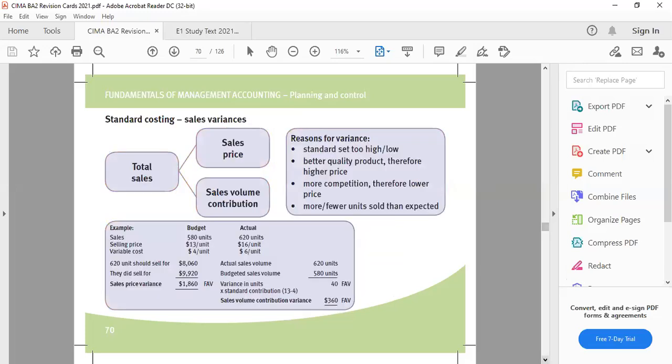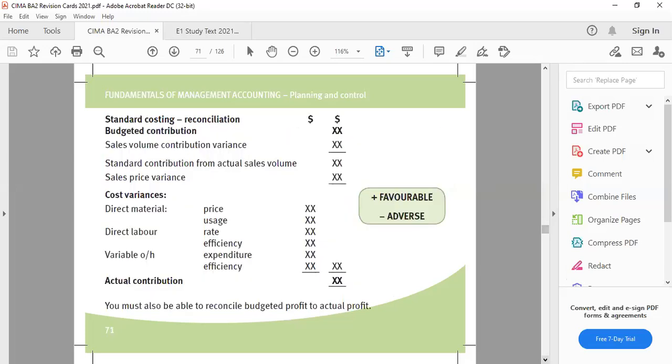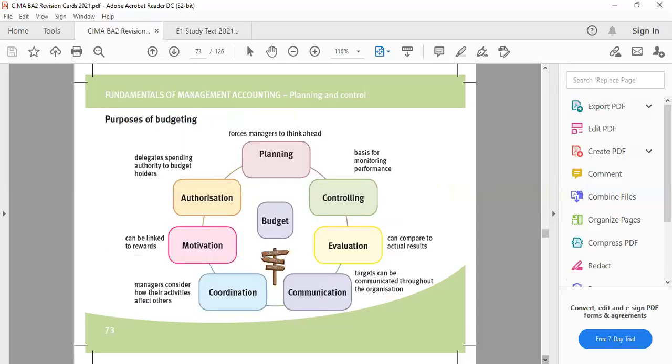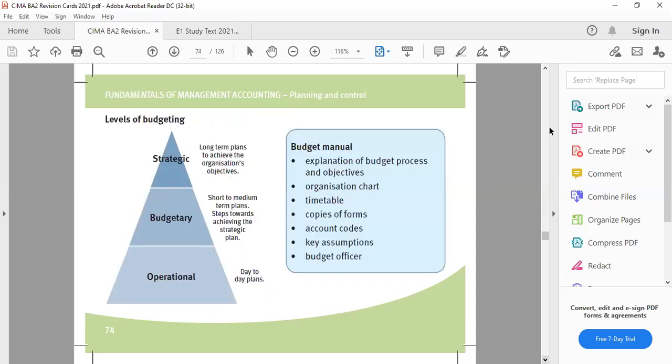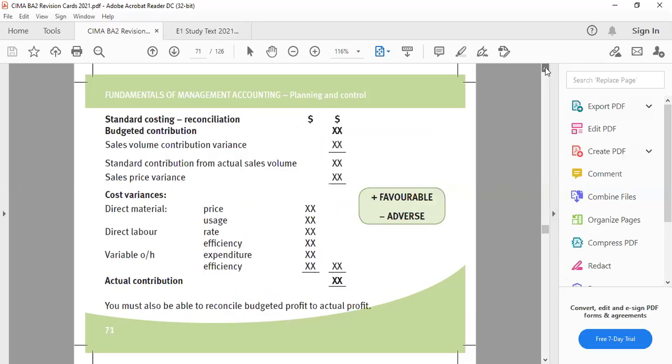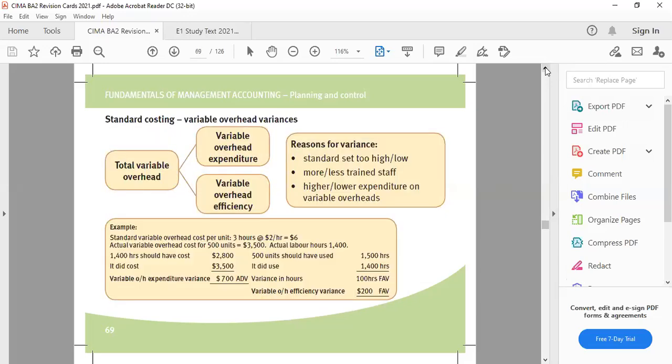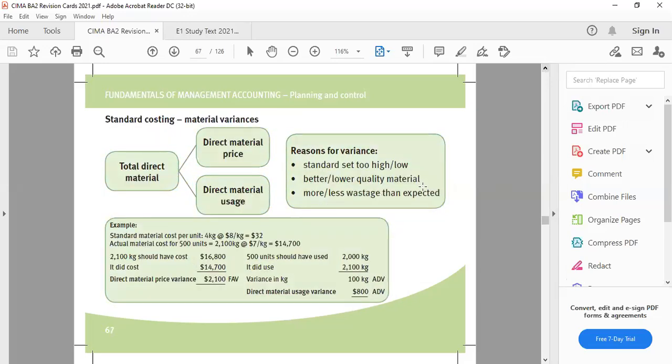Then we have sales price variance. Fixed overhead variances are also there, but I think at BA2 level, it is not discussed. So there is one example. Let's look into this example.